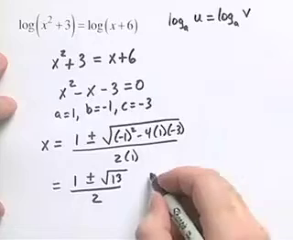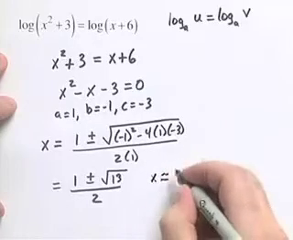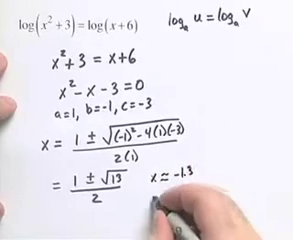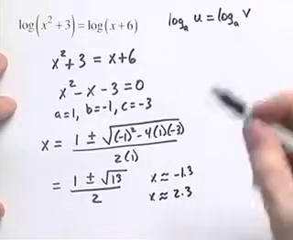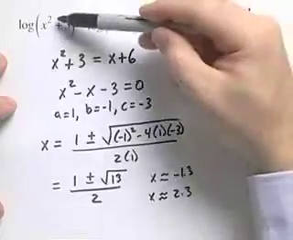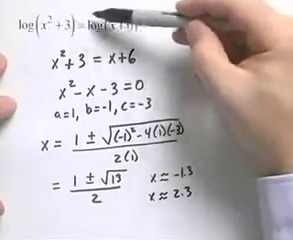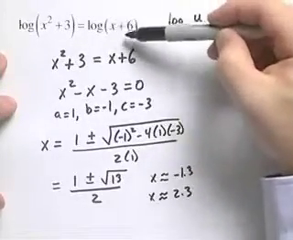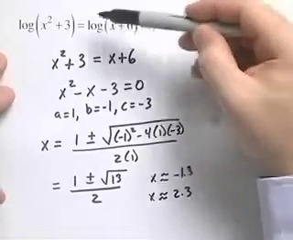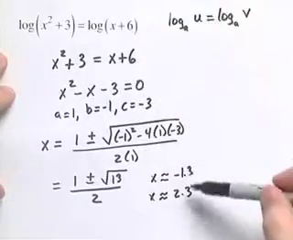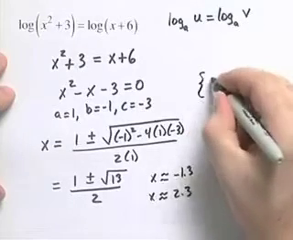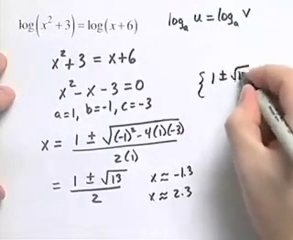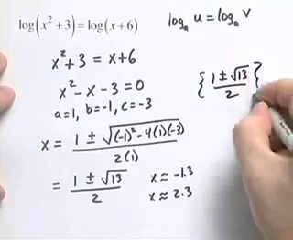If we put that in our calculator, we'll see that x is approximately -1.3 and x is approximately 2.3. If we use those and check up in our original equation, you can see that neither one of those values will yield a negative value inside the logarithm, nor will they yield 0, and so both of these solutions will work. So our solution set will be 1 plus or minus the square root of 13 over 2.